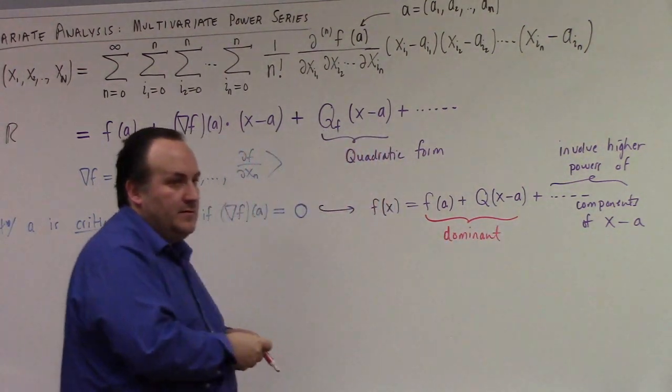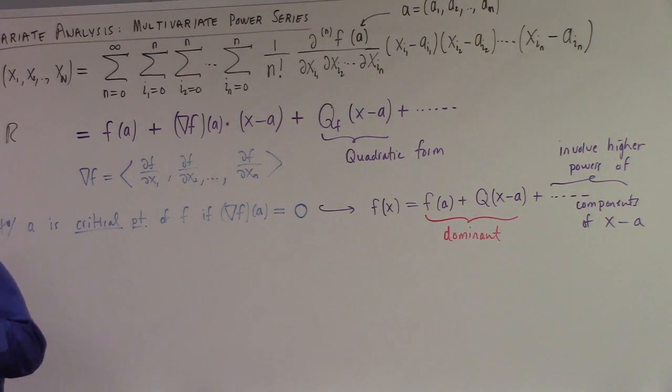Those dominate the behavior of the function near a for a critical point. So we can analyze, right? We can decide whether or not f of a is a maximum or a minimum or whatever based on how that quadratic form behaves. How does the quadratic form behave? It's a quadratic form. We can use the real spectral theorem. We can calculate the eigenvalues and eigenvectors of it and decide this issue, right?